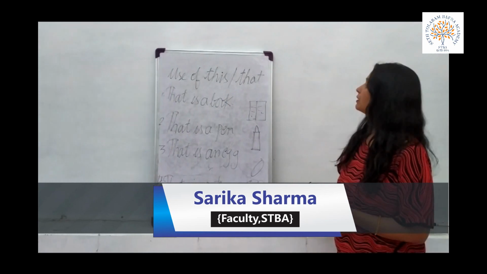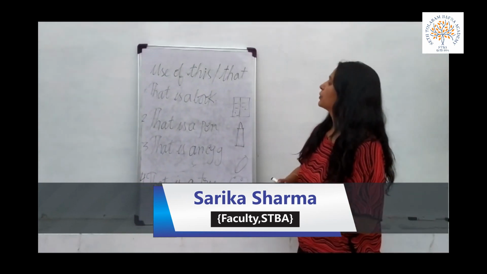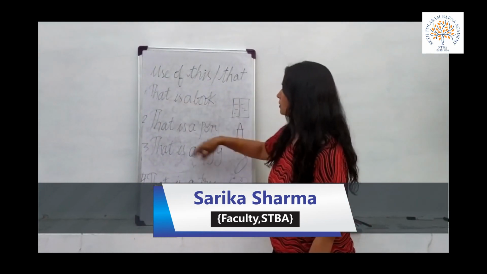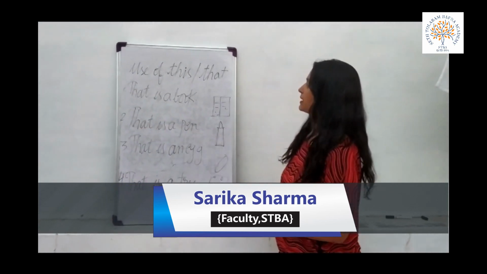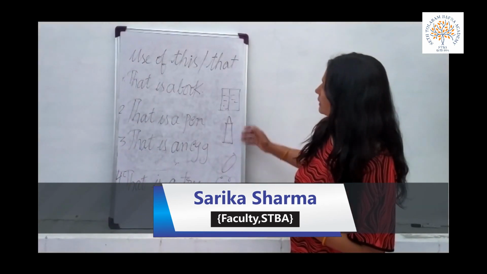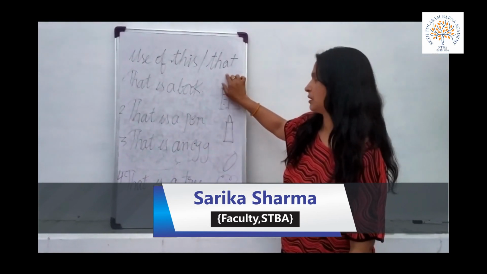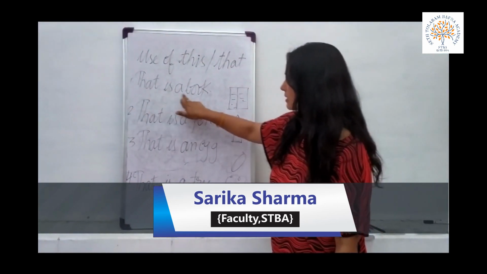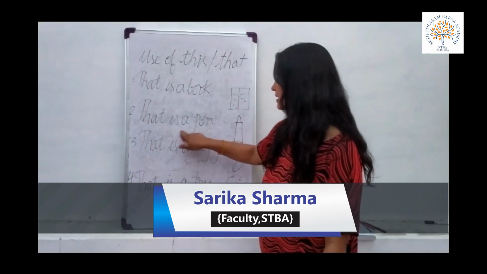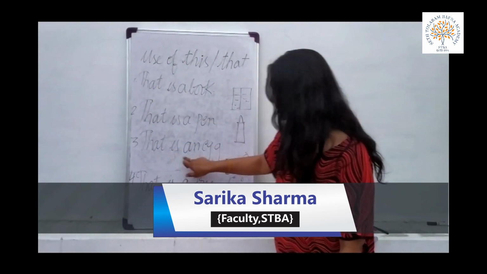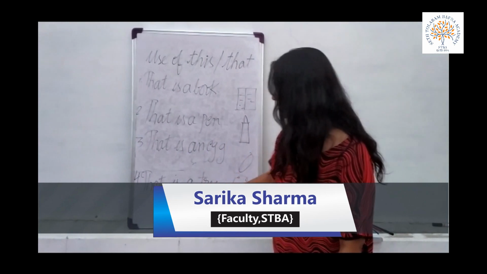Now dear student, you might be thinking, before I wrote this is a book or this is a pen, but now look at the whiteboard carefully. I have written some examples of that. Number one, that is a book. Number two, that is a pen. Number three, that is an egg. And number four, that is a tree.